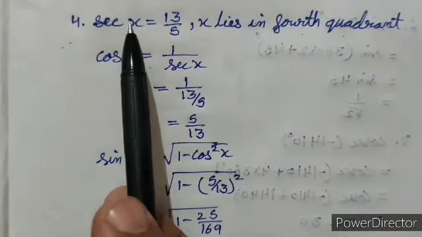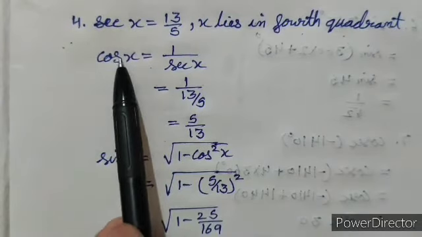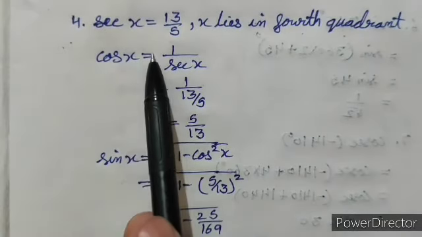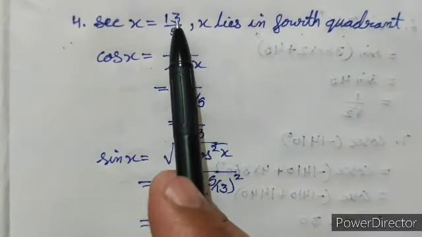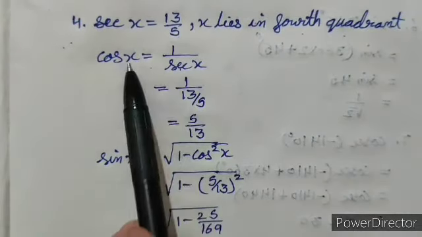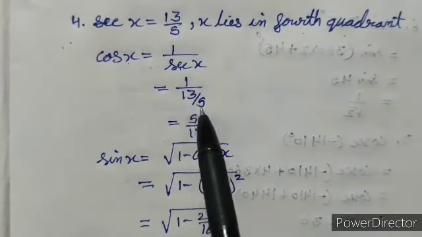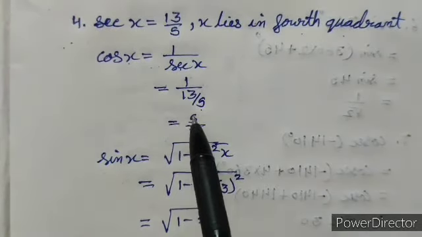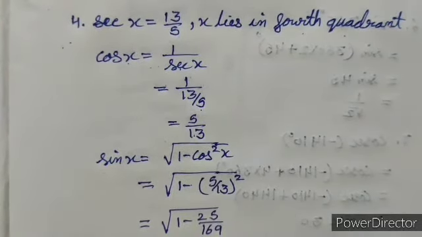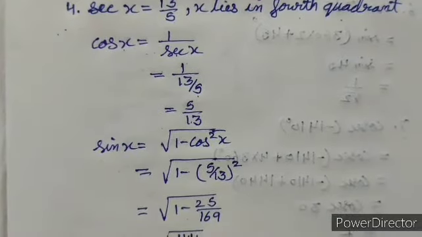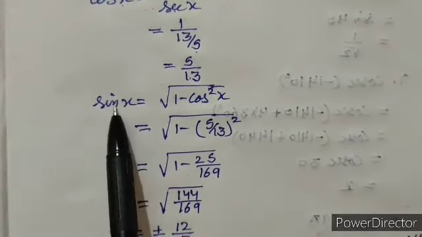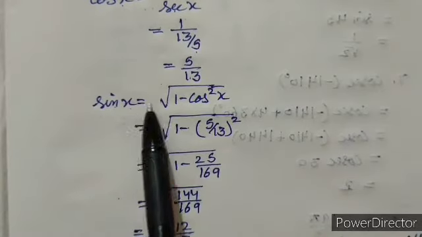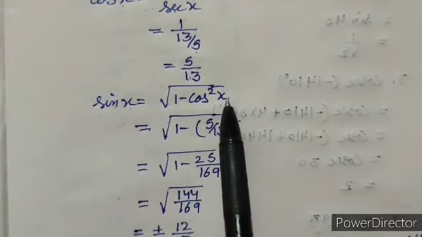Now as we know that sec x is the reciprocal of cos x, so cos x will be equal to 1 upon sec x. Now the value of sec x was 13 by 5, so the value of cos x will be 1 upon 13 by 5, and that will be equal to 5 by 13. Again, by the identity sin square x plus cos square x equal to 1, we can find the value of sin x, and that will be equal to under root 1 minus cos square x.